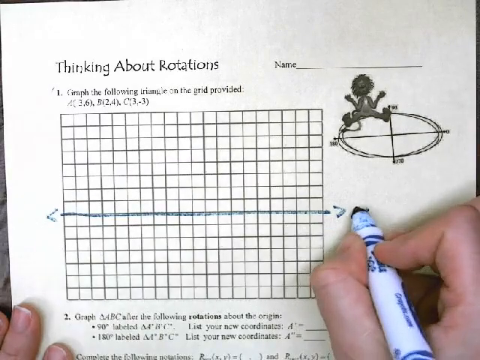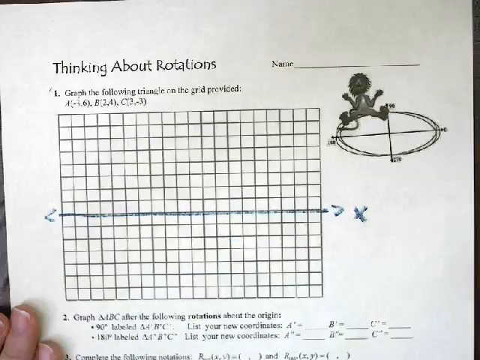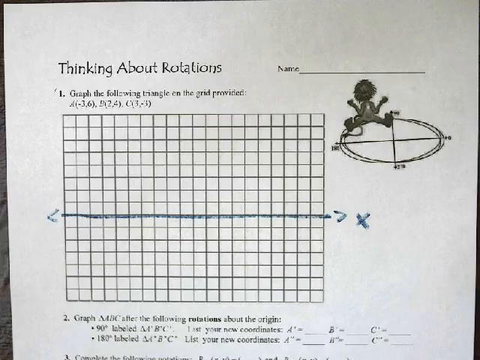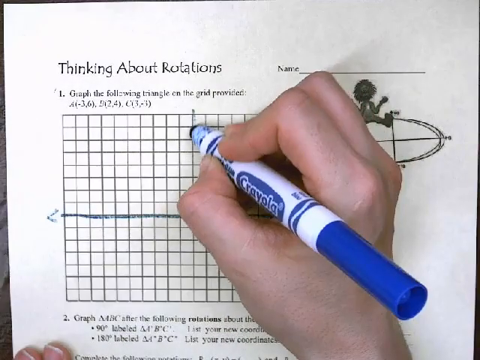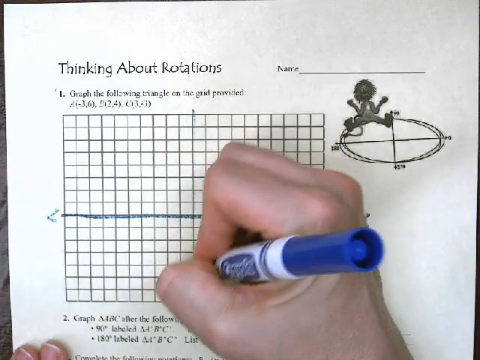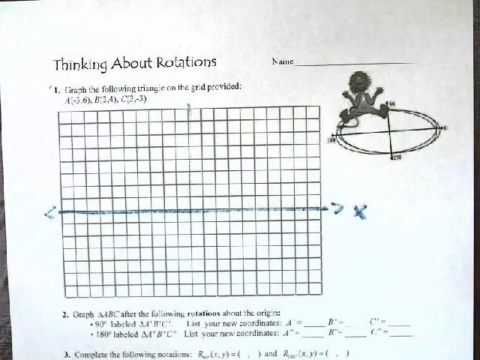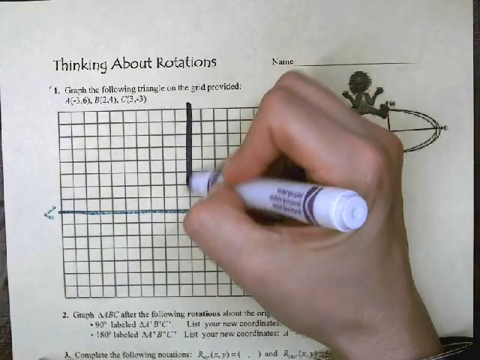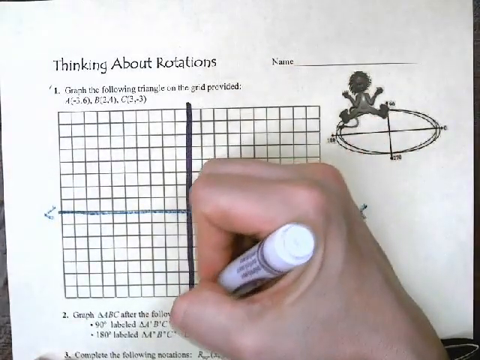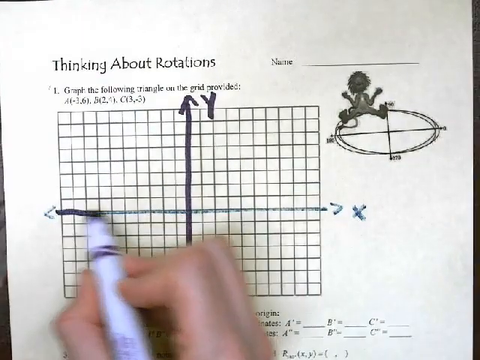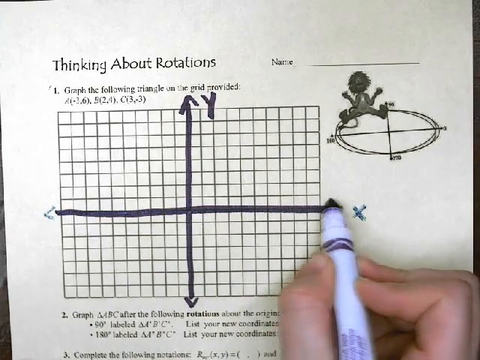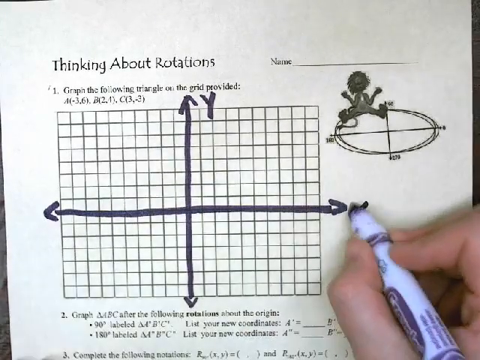I'll call that one my x-axis, and then I'm going to draw one down the middle and call that one my y-axis. Now again, I'm not counting the boxes. I'm just doing an approximation of where I think it should go. And that one will be your y-axis. Okay, so now we'll go ahead and plot the points that they have given us on the grid.